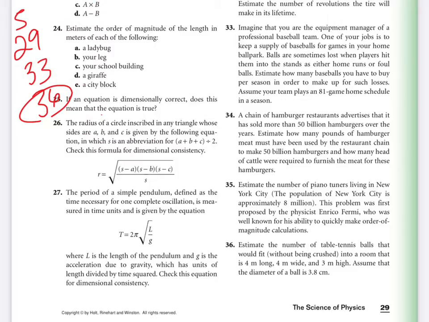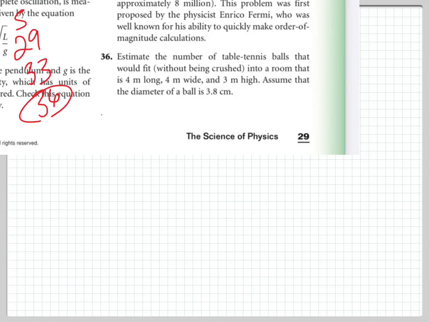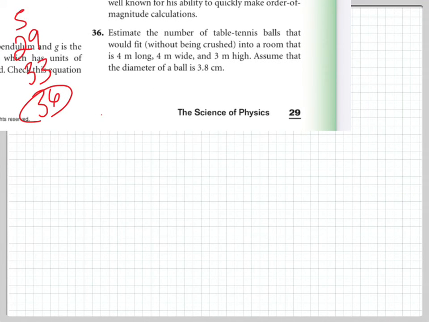Okay, so we've got some problems here that were assigned on Fermis, and as I mentioned, we're going to actually do these together because they are kind of unwieldy. So starting with number 36, and I've got the screenshot here. This is the number of table tennis balls, that would be ping pong balls for us mere mortals, that fit without being crushed into a room that's 4 meters long, 4 meters wide, and 3 meters high. We're given an assumed diameter of the ball. So let's talk about specificity, shall we? What does specificity mean?